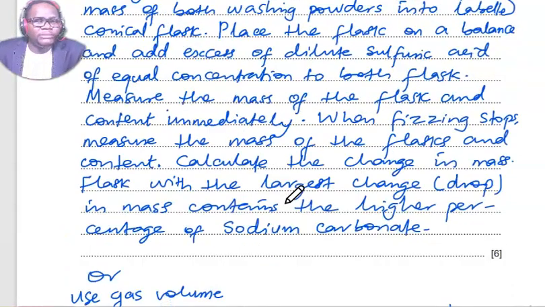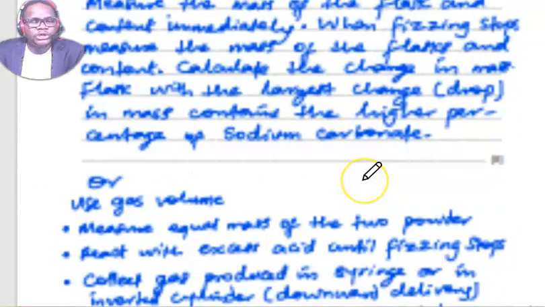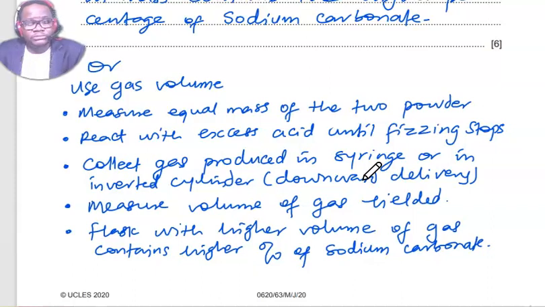The second method is measuring the volume of gas produced for each washing powder. Follow the same procedure. Measure equal mass of the powder into the flask. React with what? Acid, until fizzling stops. Then collect the gas produced using a syringe or an inverted measuring cylinder. Measure the volume of gas produced. The flask with a higher volume of gas contains the highest percentage of sodium carbonate.